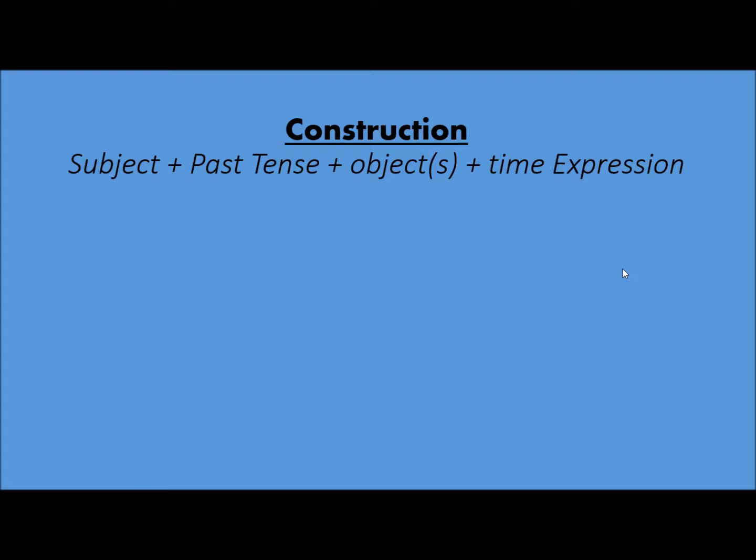How do we make the construction of the simple past tense verb? Start with the subject, add the past tense, an object, and a time expression. Let's look at an example. I went to the doctor's a week ago.